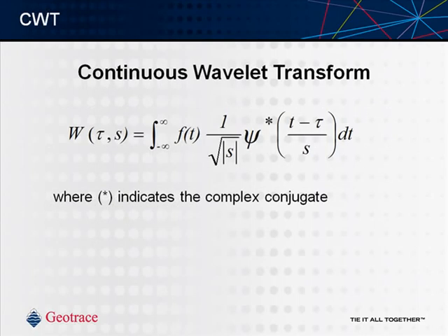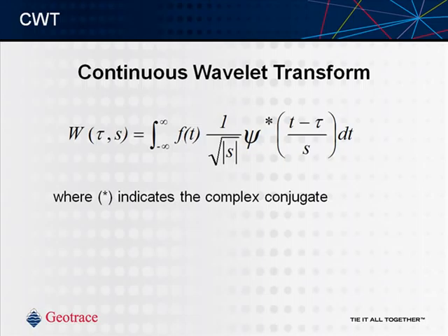This is just showing you the continuous wavelet transform. If you're familiar with the CWT, this is a very familiar equation. You get a function back of two variables, time and scale. Scale is approximately inverse frequency. It's easy to think of it that way.